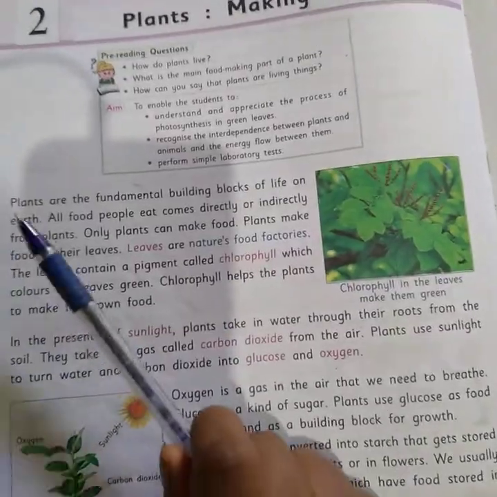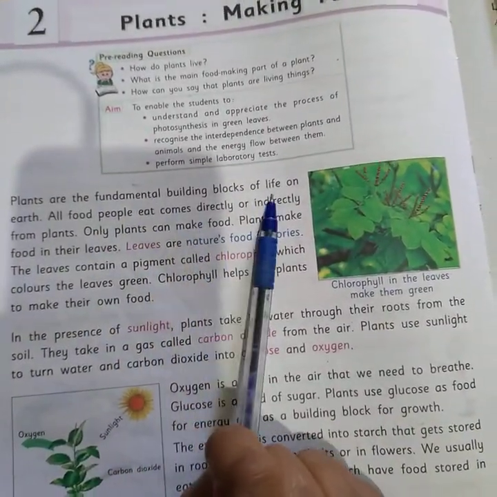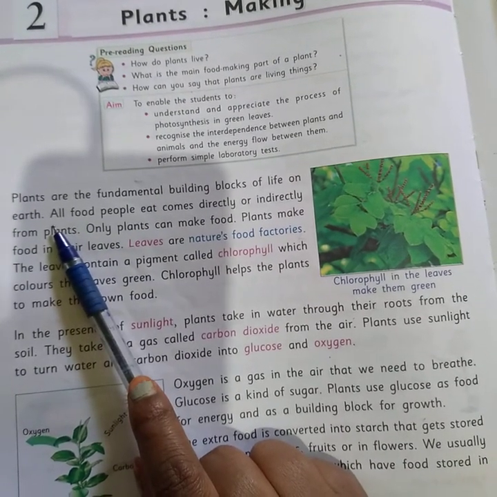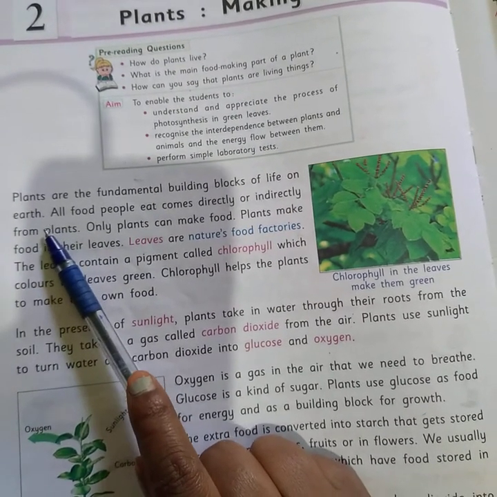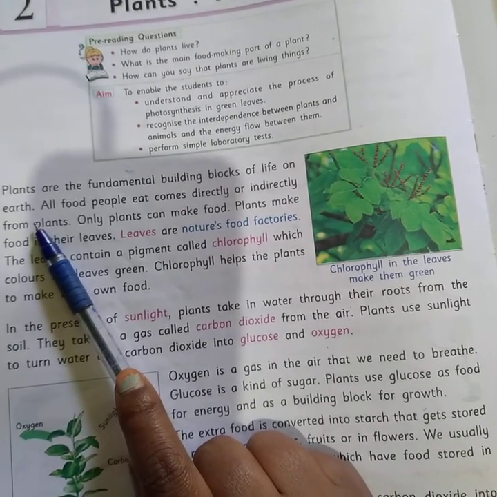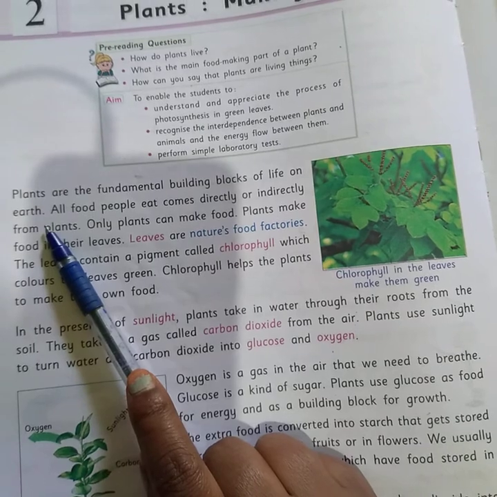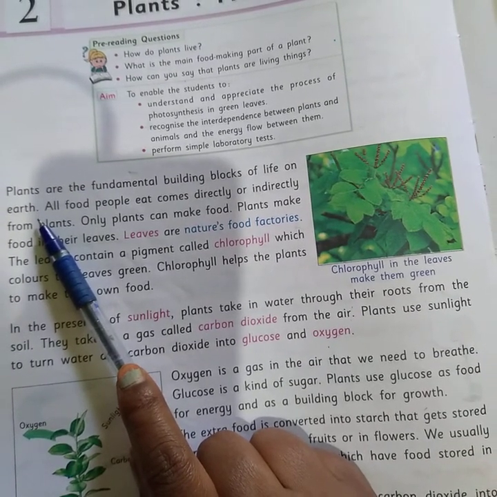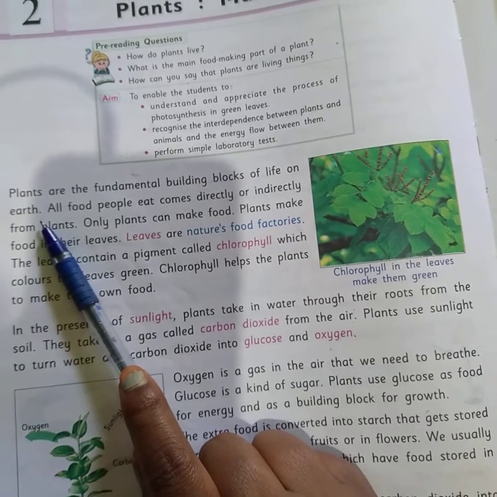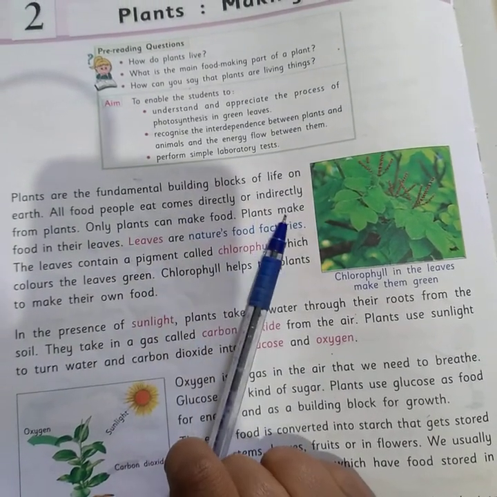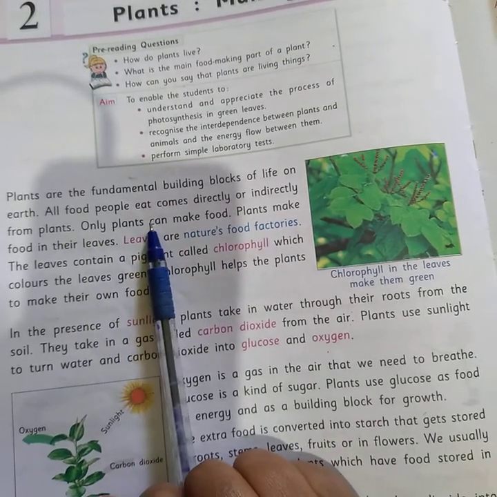See, it is telling that plants are the fundamental building blocks of life on earth, because in the absence of plants there will be no life, because we will not get oxygen. Without oxygen none of the living beings can survive on earth. That's why plants are the fundamental building blocks of life on earth. So all food whatever we eat comes directly or indirectly from plants.